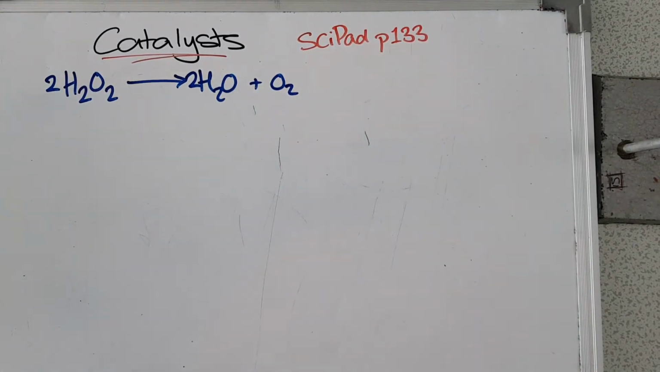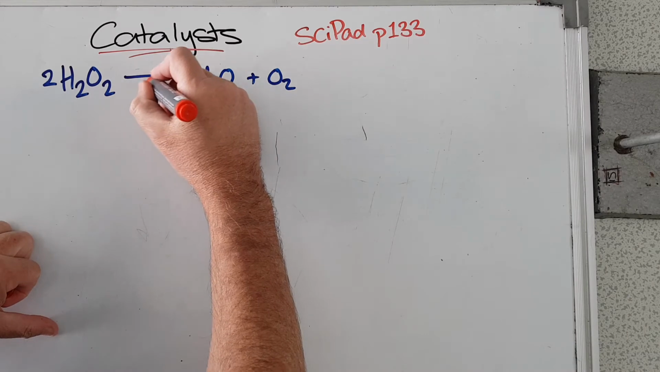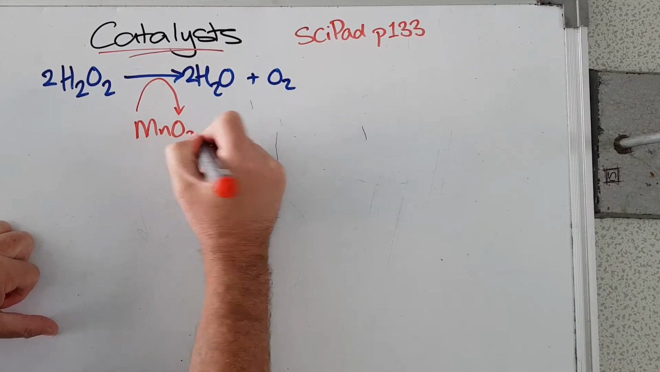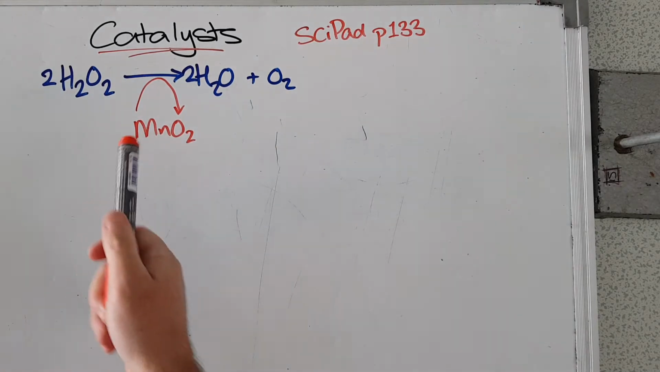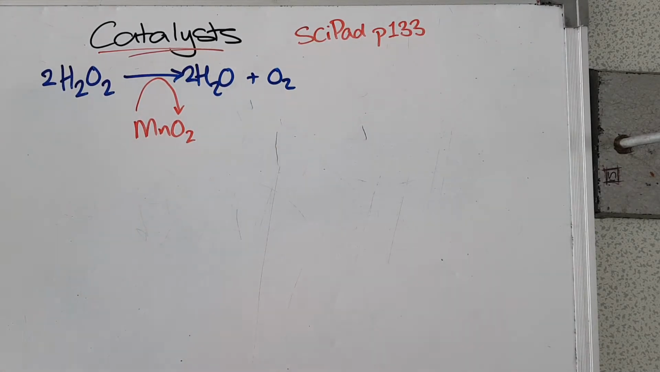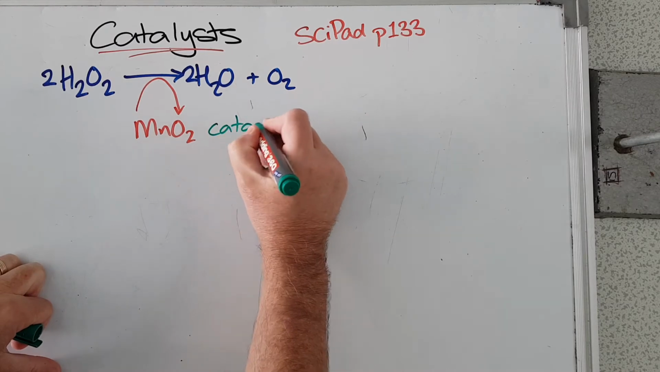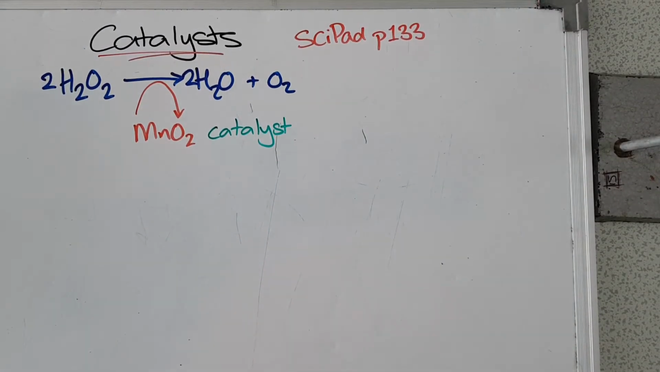I can speed this reaction up by including something else into the reaction, and it doesn't actually change what it is. Manganese dioxide, so manganese with 2 oxygens, will speed this reaction up, make it happen faster. It's what we call a catalyst. We start with manganese dioxide and we end up with manganese dioxide. So what is it actually doing?